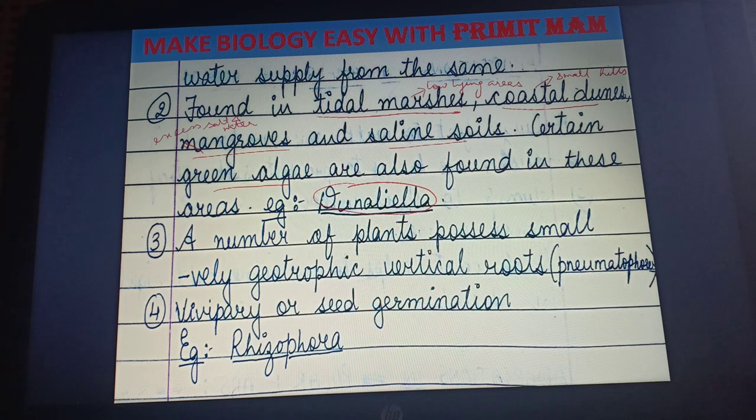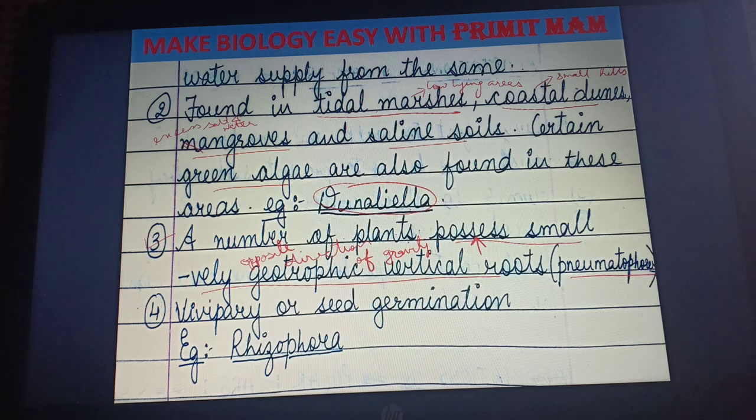Now, if the areas are mangroves, the roots have to manage themselves to get water and to get air. So a number of plants possess small negatively geotropic vertical roots. Negatively geotropic means the roots grow in the opposite direction of gravity, so the roots grow above the soil or above the ground, and such roots are called pneumatophores. They take in air through lenticels.